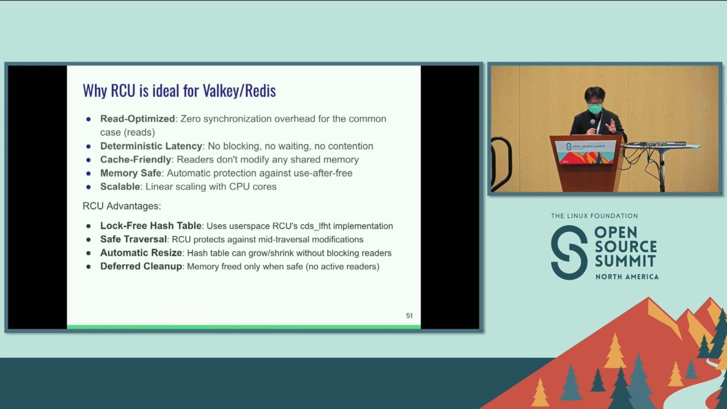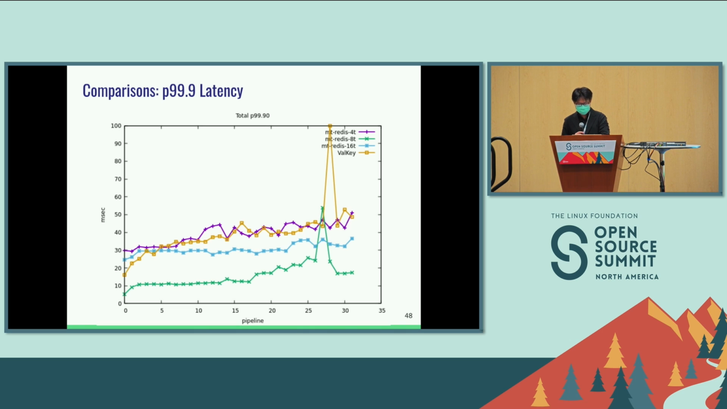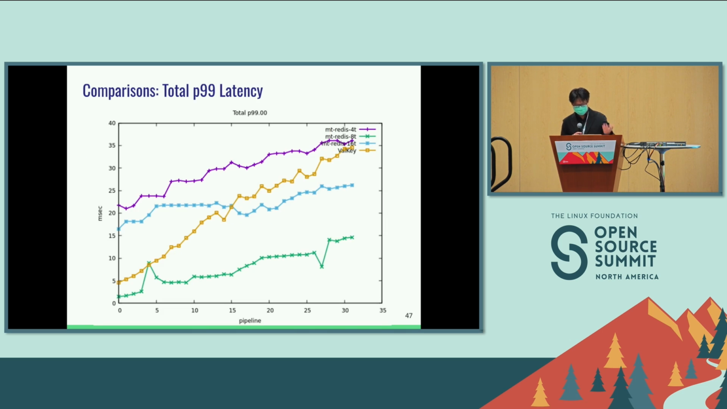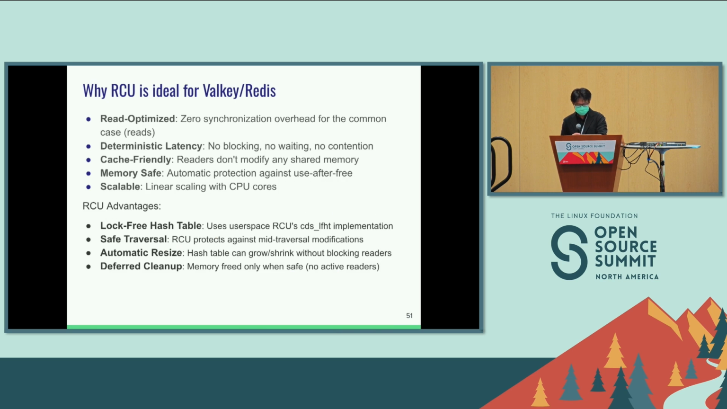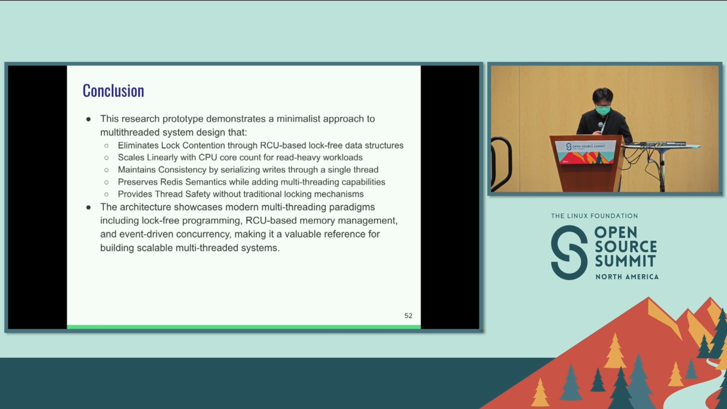So I think the observation is quite interesting, that we changed the Valkey. In fact, we changed Redis. Okay, so we changed Redis in 2,000 lines of code, and we can achieve a visible performance gain and a much lower latency.